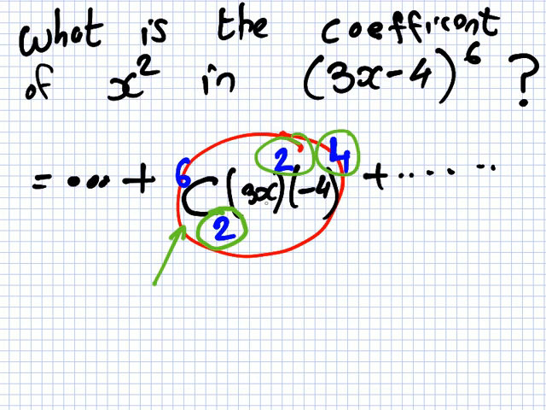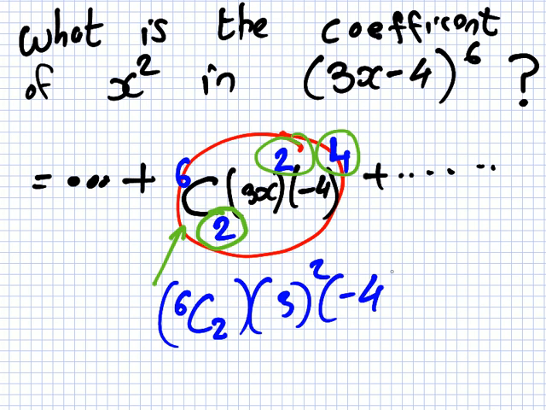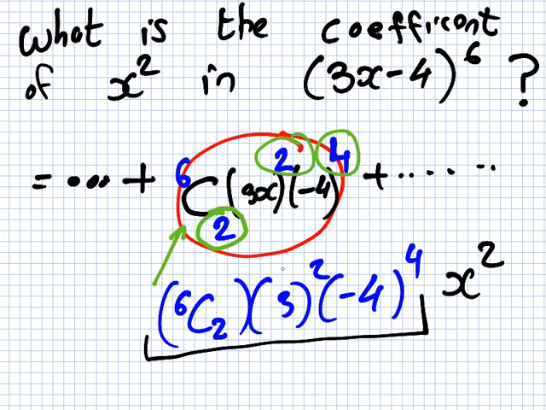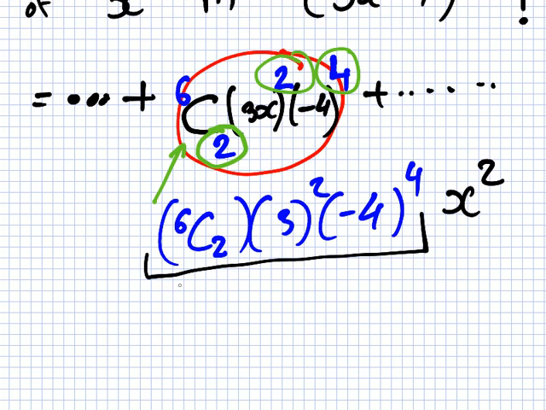Now I don't need the x part. I want the 6c2, 3 squared, minus 4, and then you have your x squared. It's only this part that I care about, the numbers, not the x squared part. So I take out my calculator and I type all of that in and see what I get. A huge number.